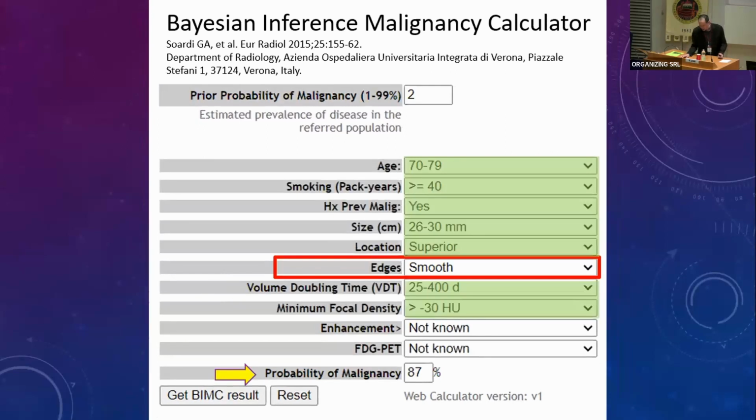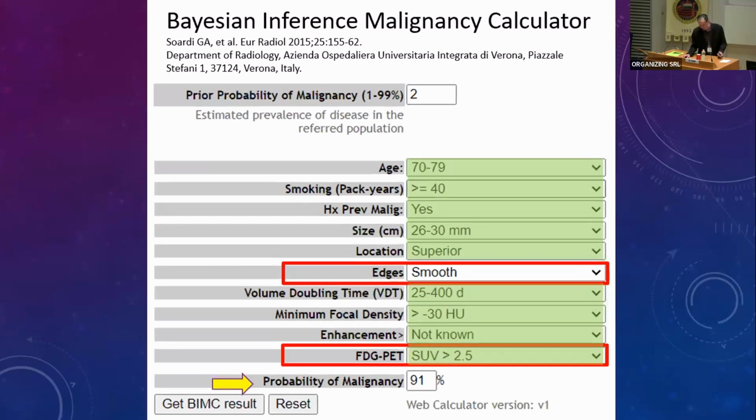So now if we, again, maximize all the parameters and include a volume doubling time that matches that of cancer, but keep the edge as smooth, you'll notice that the probability of malignancy is only 87%. Again, doesn't quite reach the 99% chance of cancer that we'd get from a lung biopsy. I can see the margins of the lesion is very important in determining whether it has a high probability. So if we change the FDG PET to now FDG avid with an SUV greater than 2.5, you'll see that the probability of malignancy is still only 91%. Again, because the edge of the nodule is smooth as opposed to spiculated.